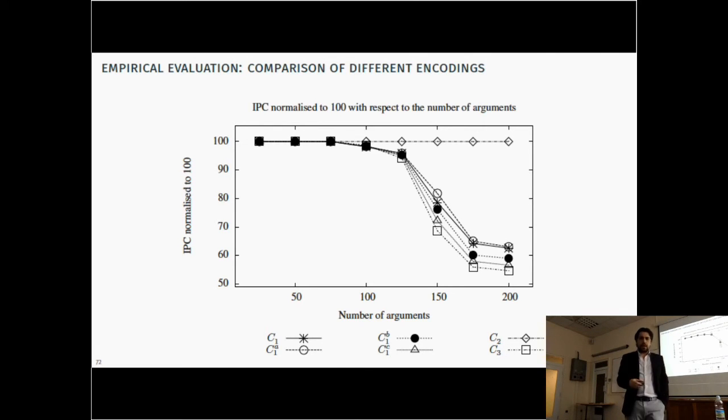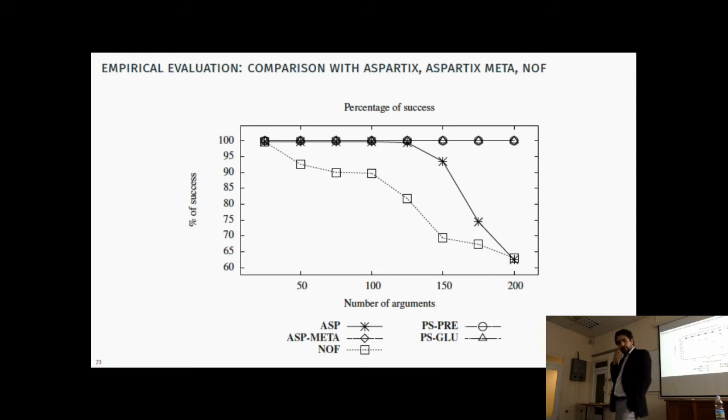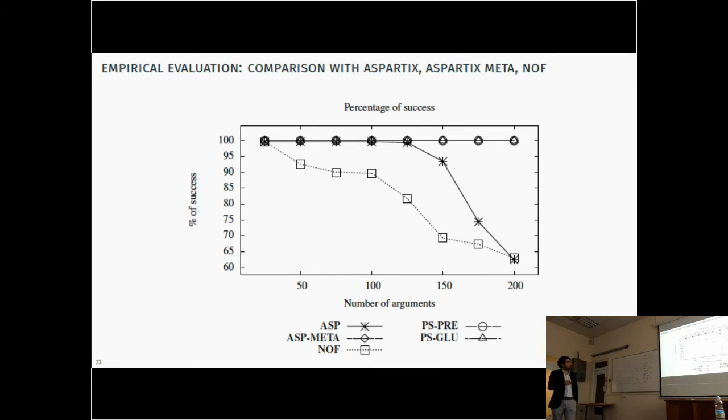And if we compare our system with the state of the art, then the system works very nicely. So these two lines that are overlapping, with triangles and circles here, are our system in the case of whether they're using Precosat as solver or Glucose.